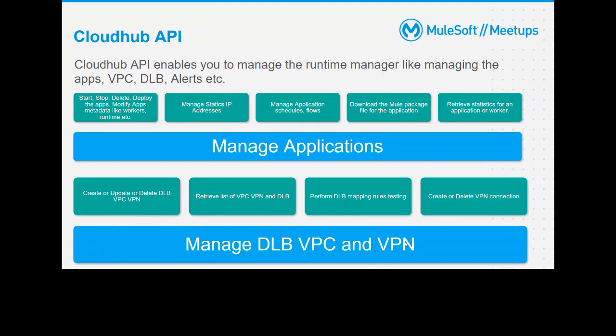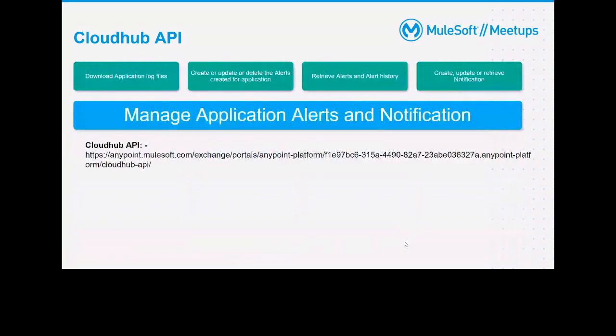basically, if you want to do the automation of your Anypoint VPC, VPN, and dedicated load balancer, you can use the Cloud Hub API. Cloud Hub API is capable of creating, updating, or deleting a dedicated load balancer, VPN, and VPC. It can retrieve the list of VPC, VPN, and DLB. It performs DLB mapping rules testing, and create and delete VPN connections.